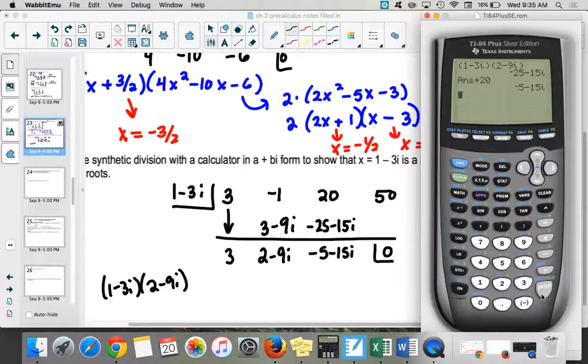What am I going to take that -5 minus 15i multiplied by now? The 1 minus 3i. So I would just do times, so it takes your answer, times, and then parentheses, 1 minus 3i. And when you do it, what are we hoping and praying that we get? -50, do we? Yes.